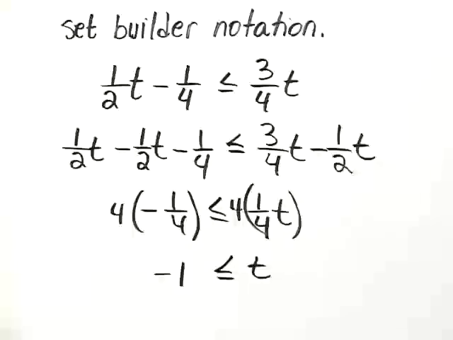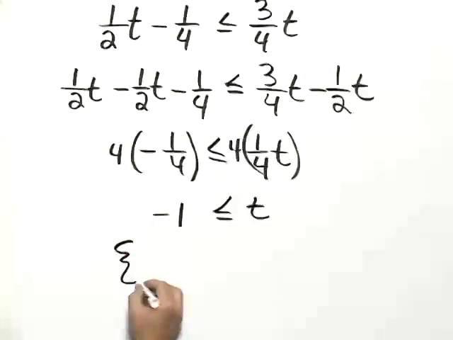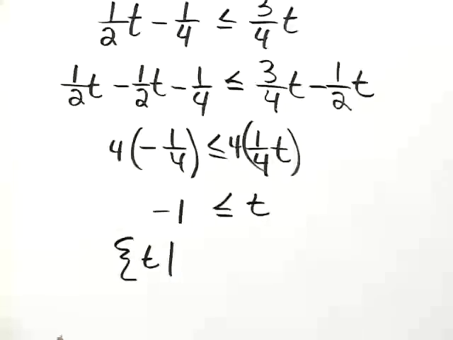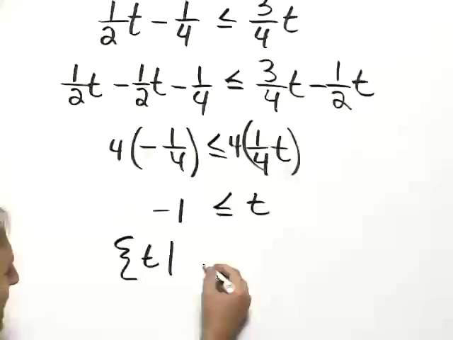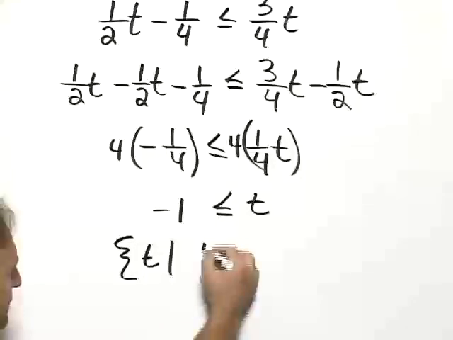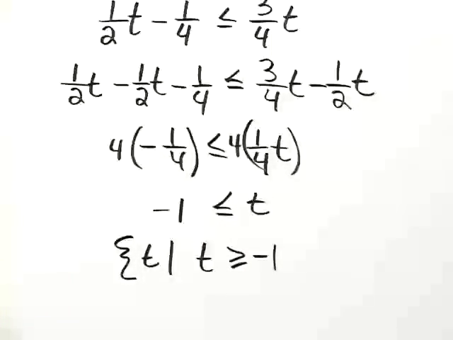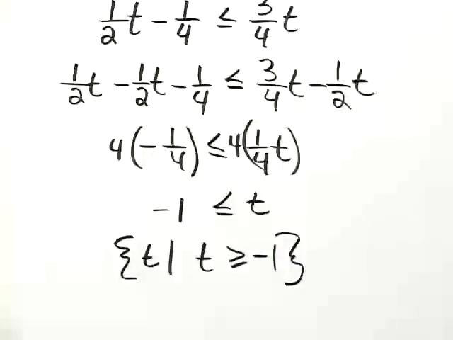To write that in set builder notation, we write the set of t such that, and let's write this in the more standard way, which is to write the t first: is greater than or equal to negative 1. So it's t such that t is greater than or equal to negative 1.